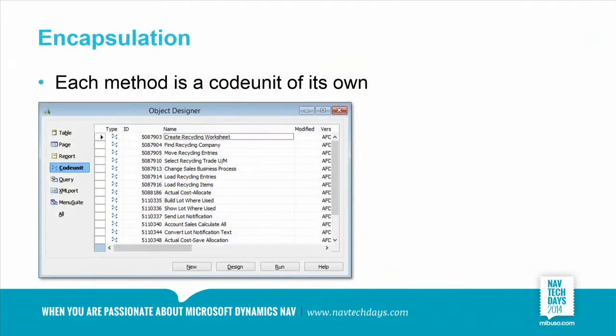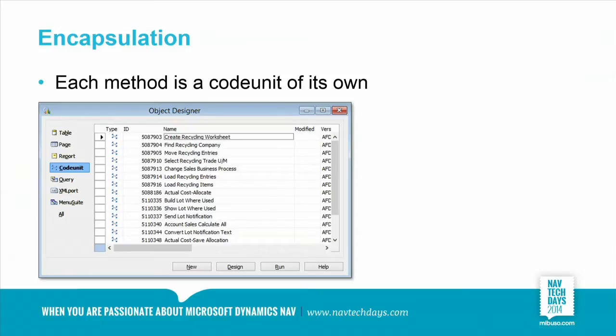Let's do encapsulation first. Each method, we recommend, and I say we recommend because we're actually doing that with our software at eFacto, at Agilis, and at a few other companies who follow that methodology, is a code unit of its own. Like create recycling worksheet, that's from one of our verticals, find recycling company, move recycling entries, change sales business process, load recycling entries. All the actions, all the methods are just one code unit each.